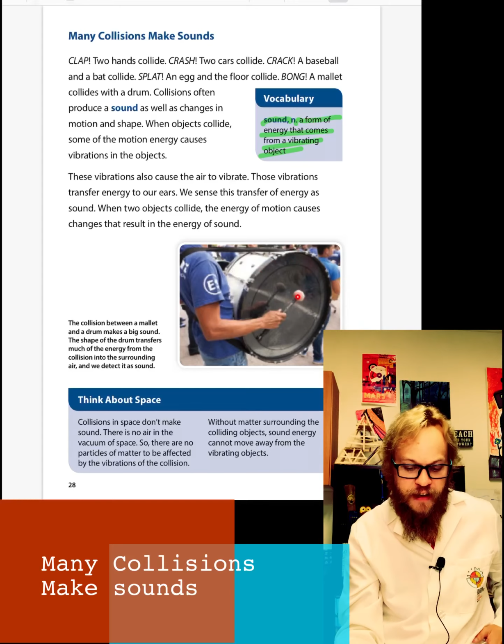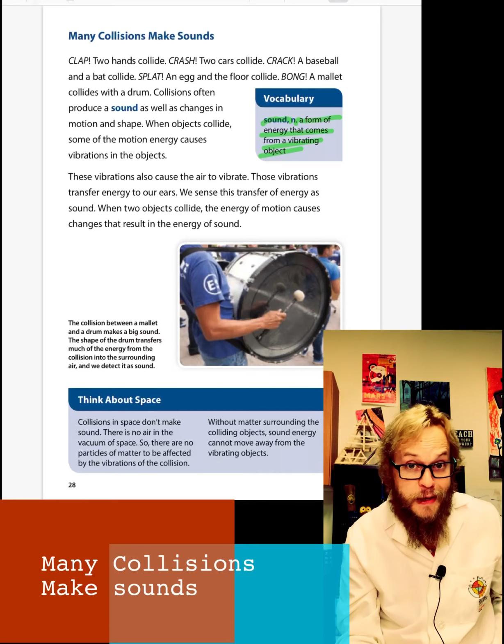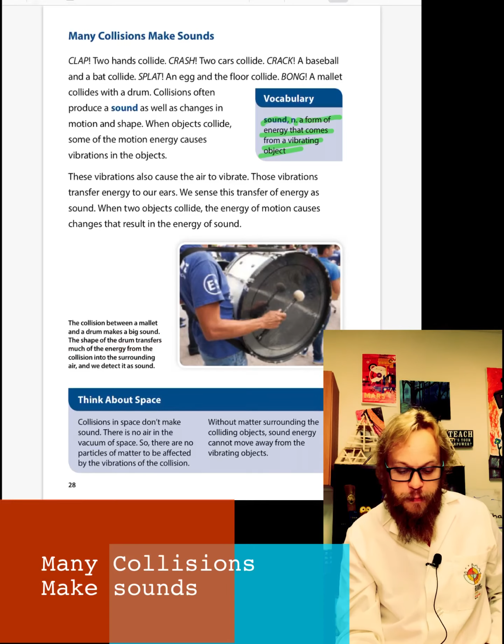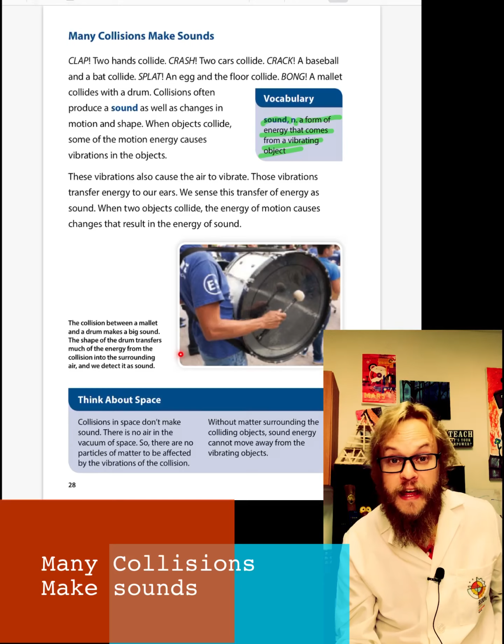So here we have a drummer. He's got his mallet and his big drum. The collision between a mallet and a drum makes a big sound. The shape of the drum transfers much of the energy from the collision into the surrounding air, and we detect that as sound.